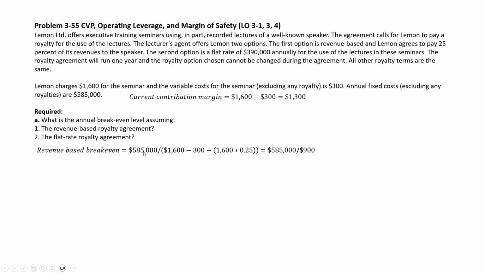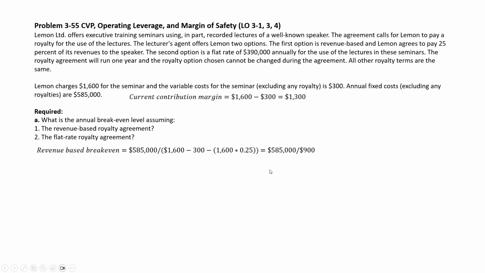The fixed costs are 585,000. We don't have any additional fixed royalty fees for the revenue-based arrangement, but our contribution margin isn't going to be 1300 now. We're still going to have revenue of 1600. We're still going to have the variable cost of 300, but now we need to subtract out the 25% of the revenue. So 25% times 1600 is we're subtracting out an additional $400 from that original contribution margin of 1300, brings down our contribution margin to $900.